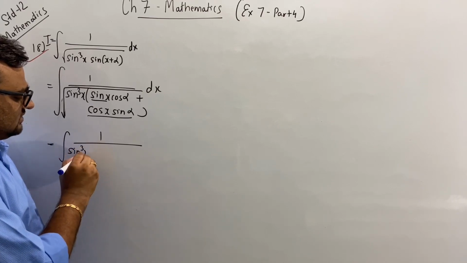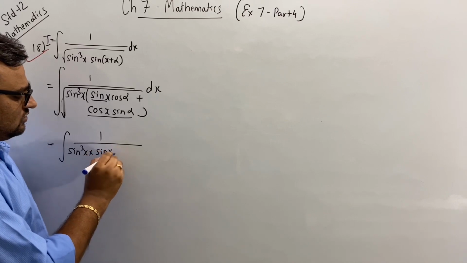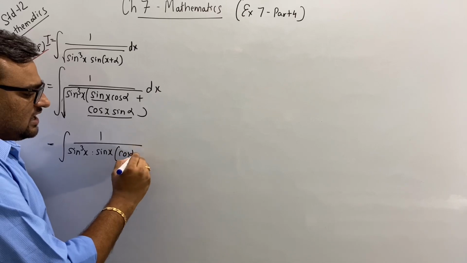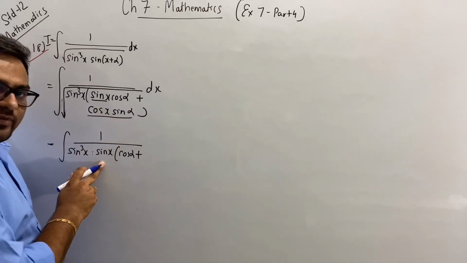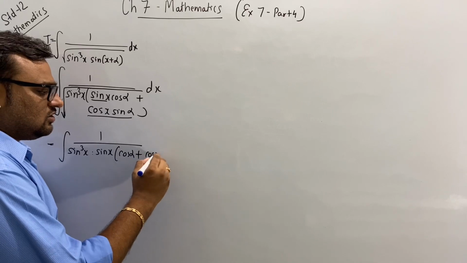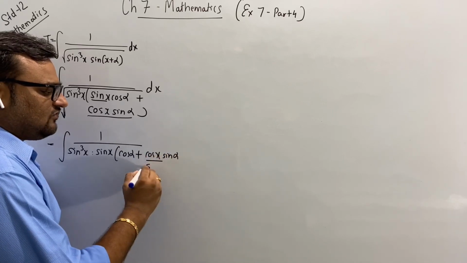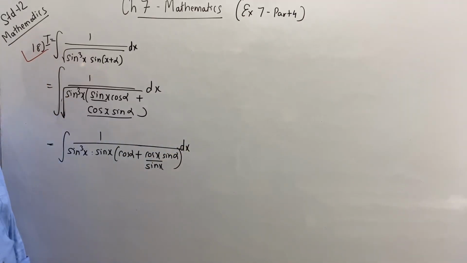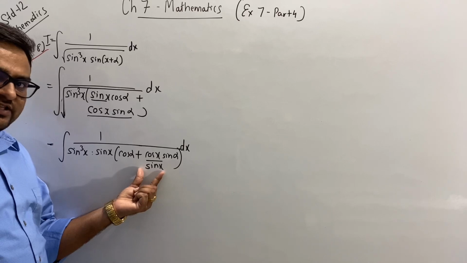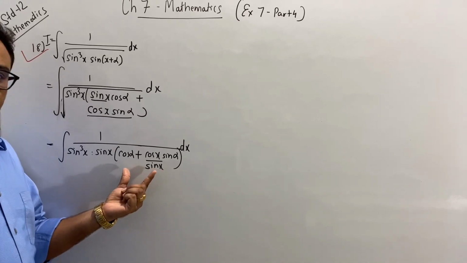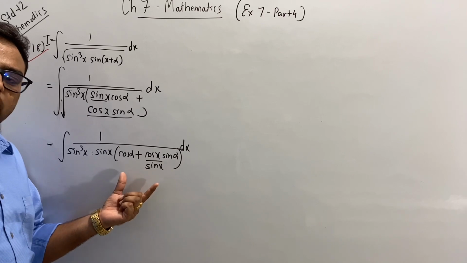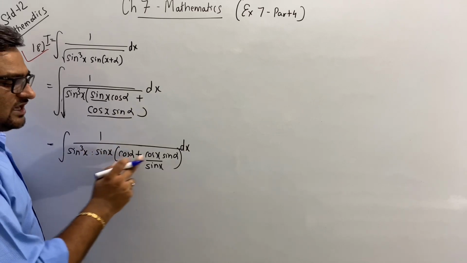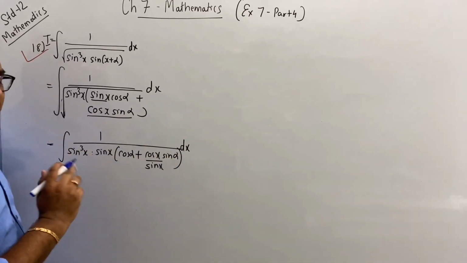Or else, what I will do, sin cube x into sin x, I have taken this common. So what will be this? Cos alpha, sin x is common, plus cos x sin alpha by sin x dx. Okay, I divide by sin x. See, we have already done this type earlier, right? When you cannot take common, what we are doing? We are dividing. Okay, so sin x into cos x, sin x cos x. Sin x into cos sin gets cancelled, cos x sin alpha.